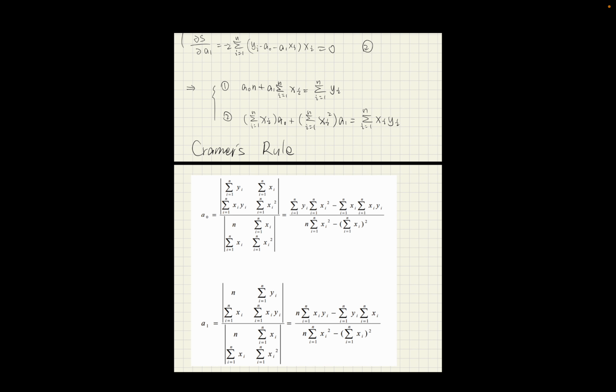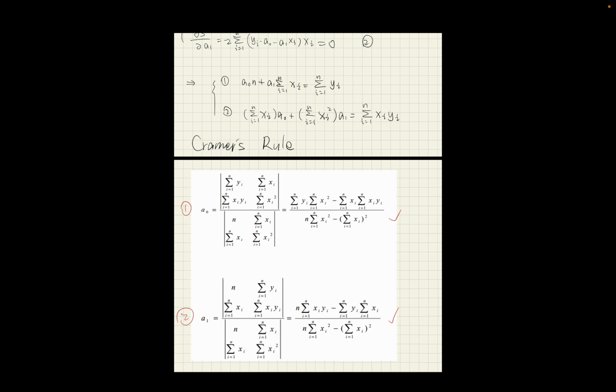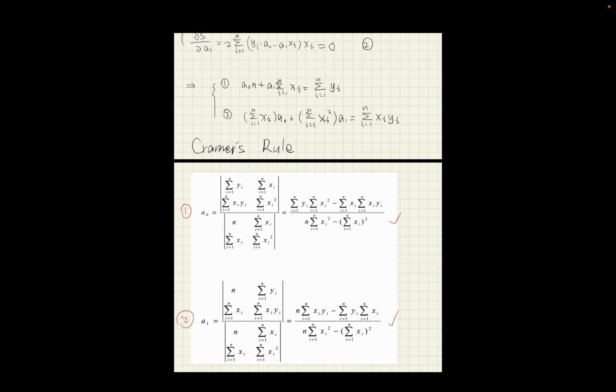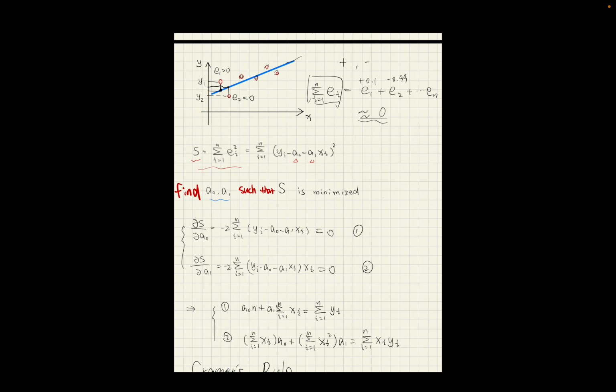Now, here, these two equations show you the Cramer's rule. Okay, and you can get these two. Now as we can see in these two equations, we have all the summation elements, right? And we also have n. What is n? Let's see.